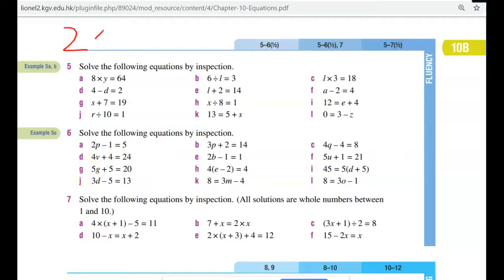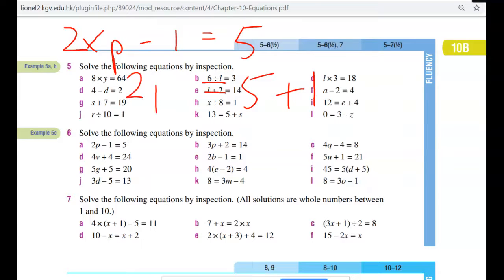So if I then subtract 1, I get 5. So my inverse operations, I'd say, okay, let's add 1 to both sides. So now this is just 2p is 6, and then divide by 2. Divide by 2. So that would be p equals 3. So that's a different way of doing it.